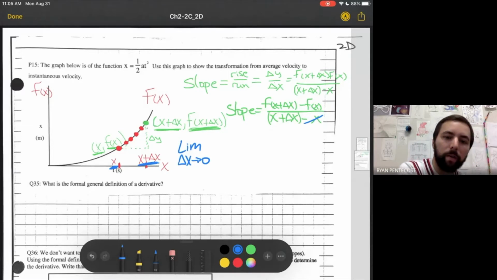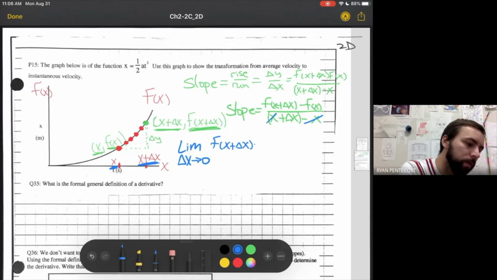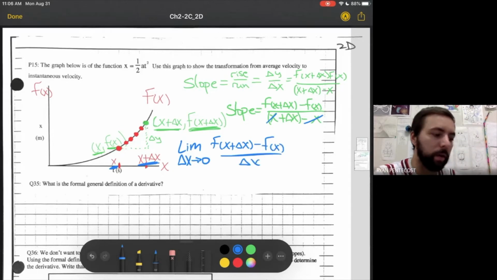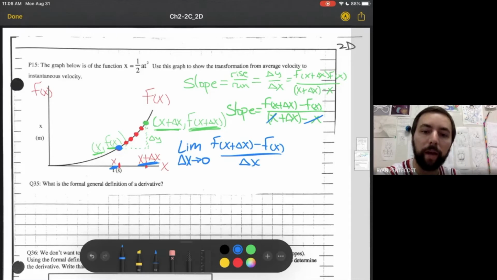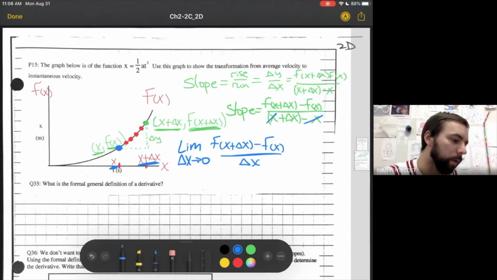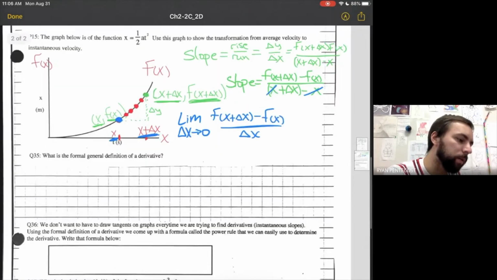Now the limit as delta x approaches 0 of f of x plus delta x minus f of x all over delta x, that is how you can find the instantaneous velocity on this curve at this point. And if we're honest, since we kept it in general terms of f of x, x, and delta x, this could be done at any point all along that curve. So if we move our question down a little bit.